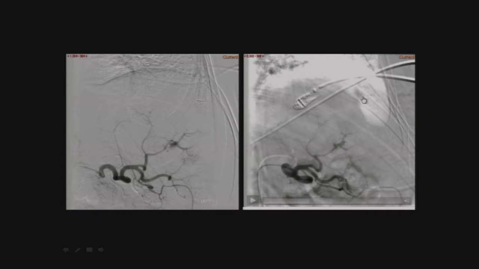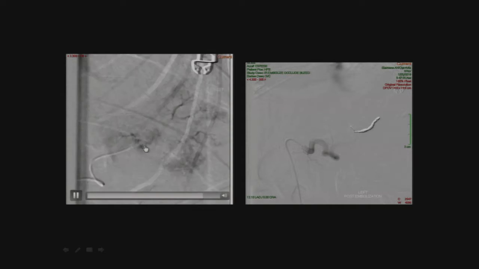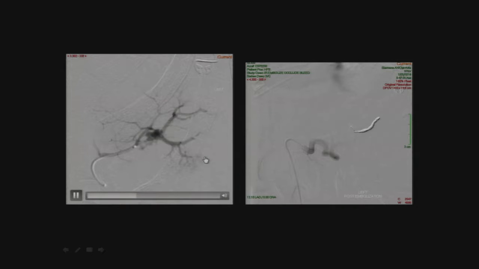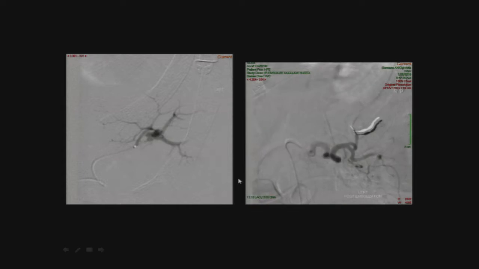And so then a microcatheter was advanced out further into the distal splenic artery segmental branch, and then he underwent coil embolization, which you can see the coils here, and then this is the post-angiographic or post-coiling angiography run.